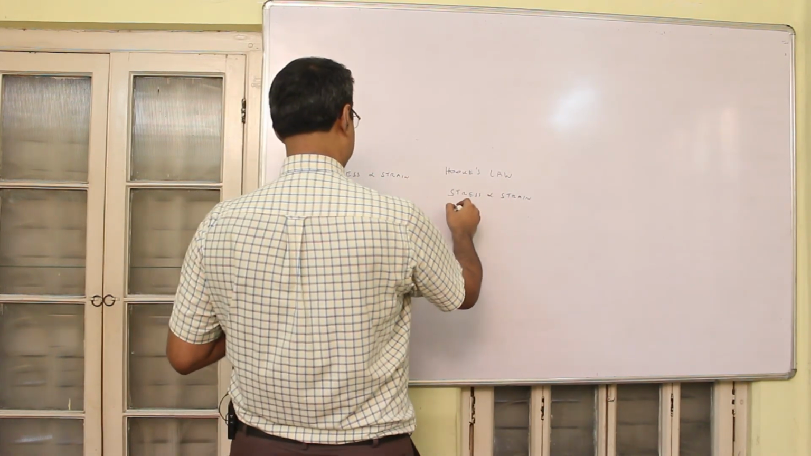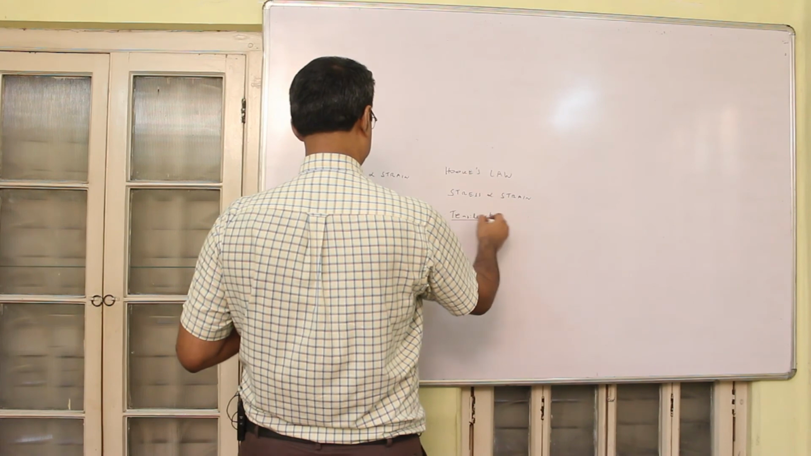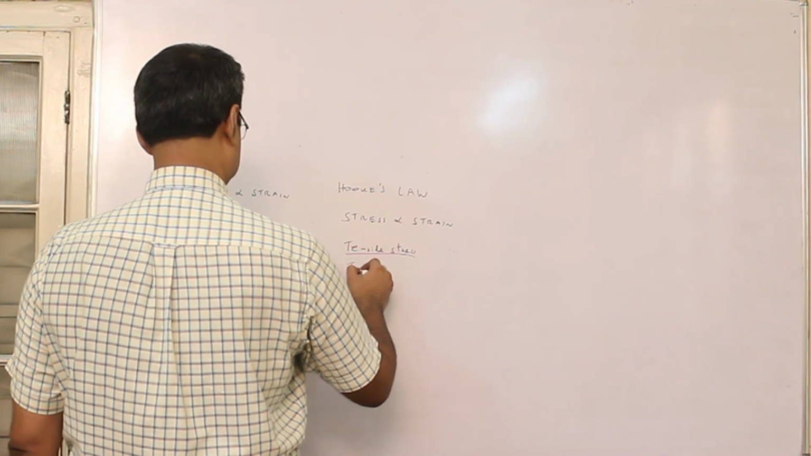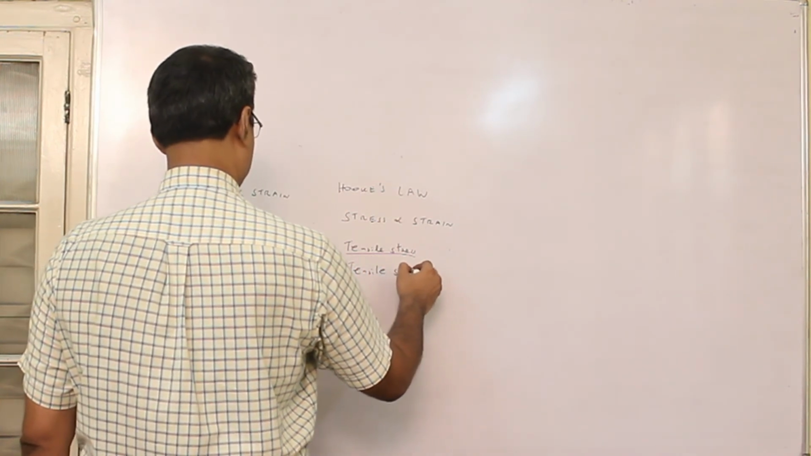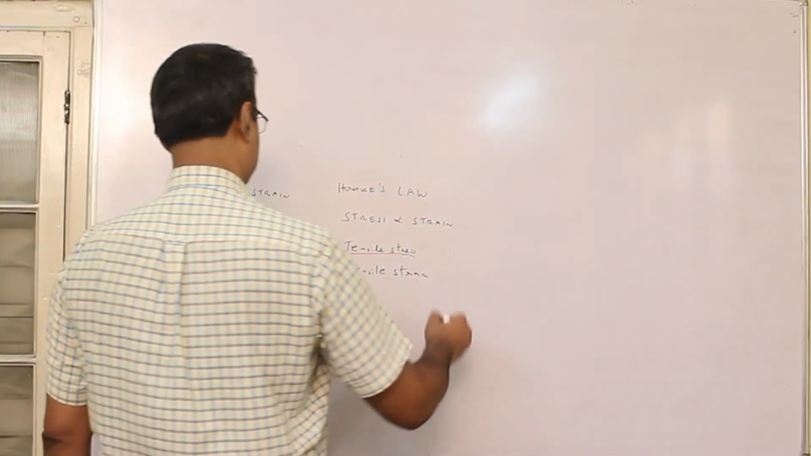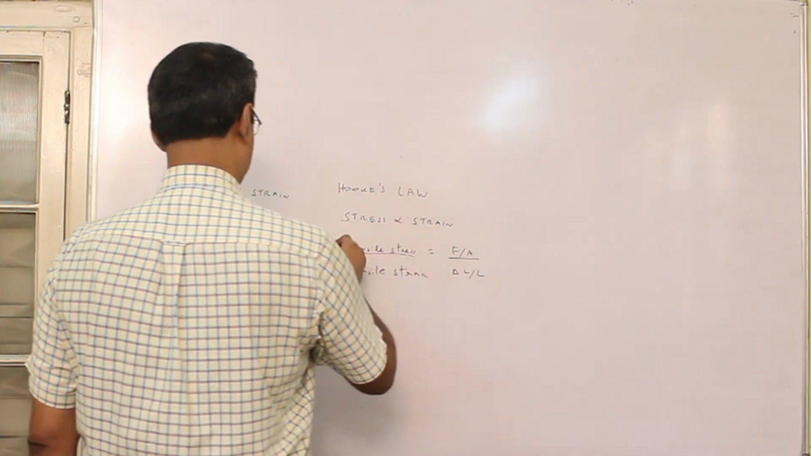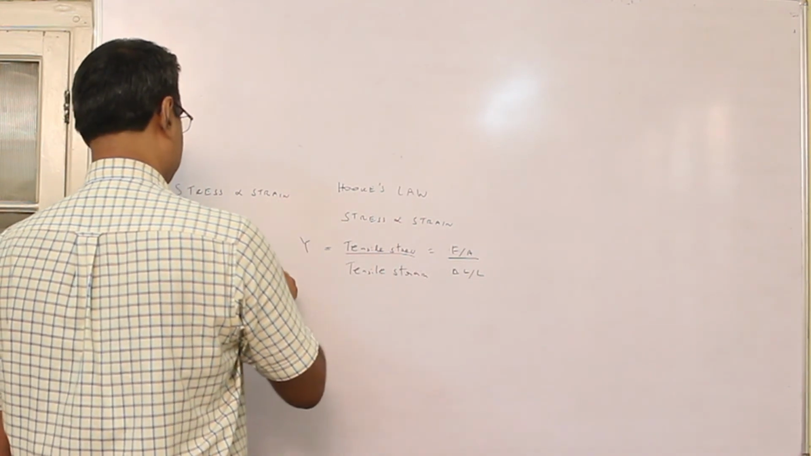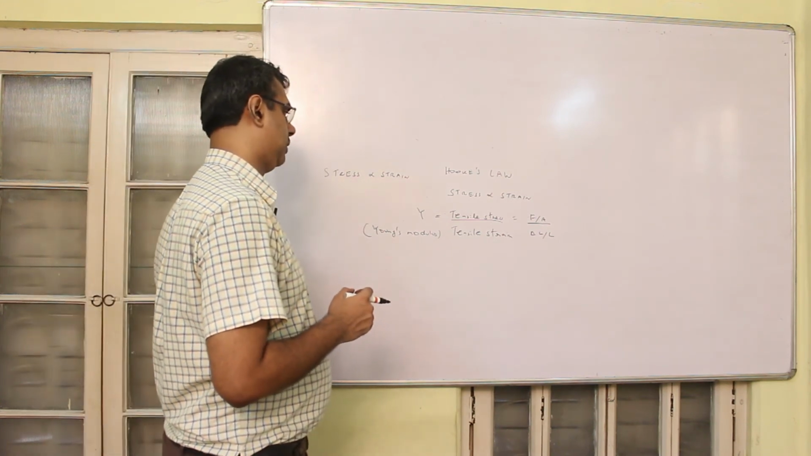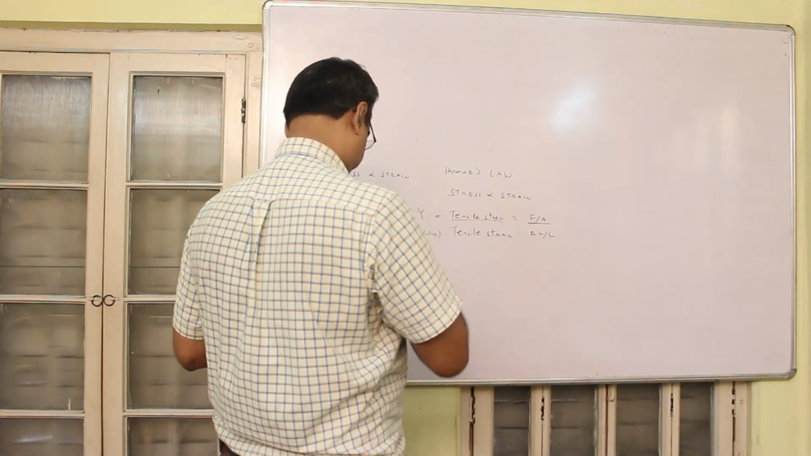Now, we can first talk about longitudinal stress and longitudinal strain. The ratio F by A by delta L by L is known as Young's modulus for that particular material. So if you are talking about longitudinal stress and strain, then this ratio is called the Young's modulus for that particular material.